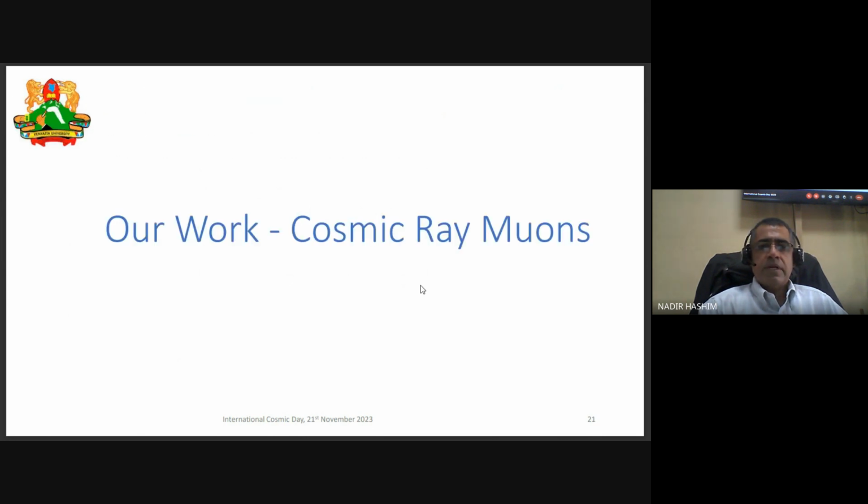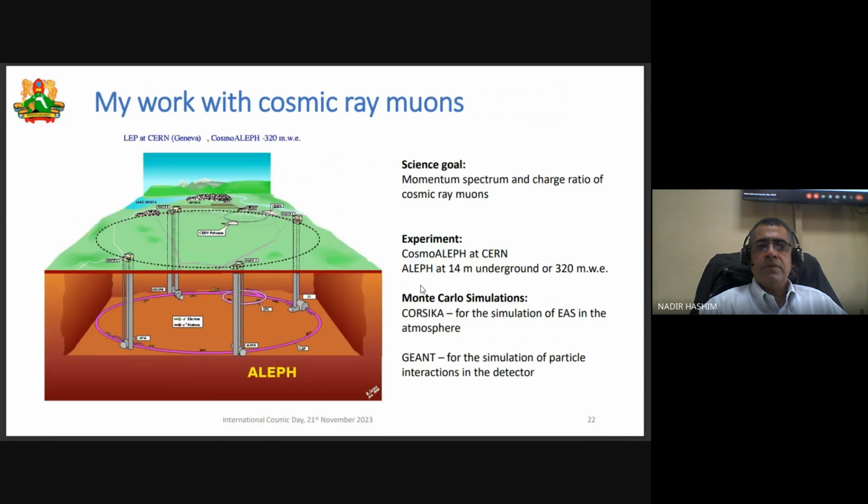Next, I will describe our work on cosmic ray muons. As I've said, I measured cosmic ray muons using the Aleph facility at CERN. That is one of the world's largest particle physics experiments. One of the detector stations was Aleph during the LEP, the Large Electron Positron Collider facility. It was built for collisions of electrons and positrons, and one of the channels is muons, mu plus and mu minus. So the detector facility was capable of measuring muons.